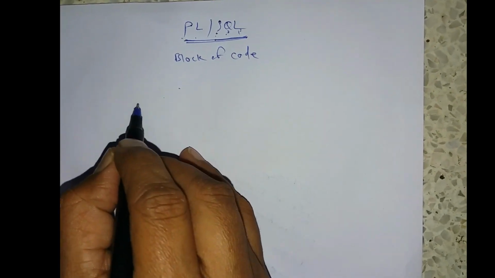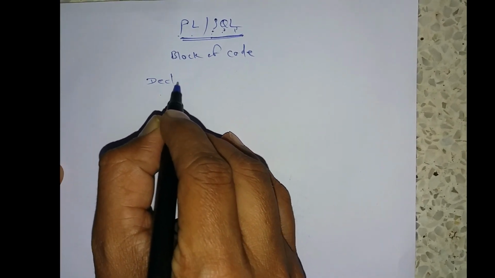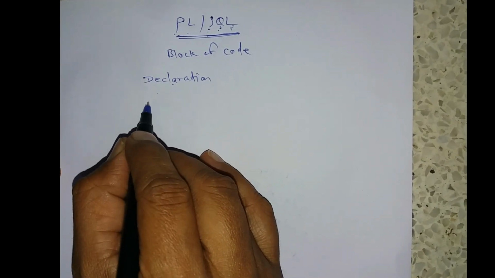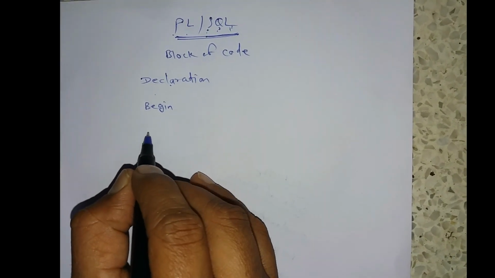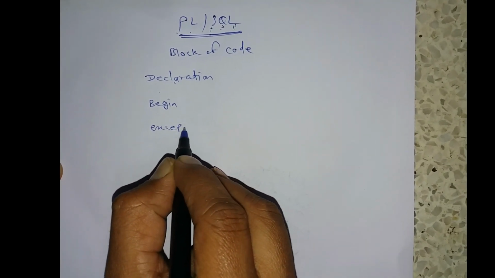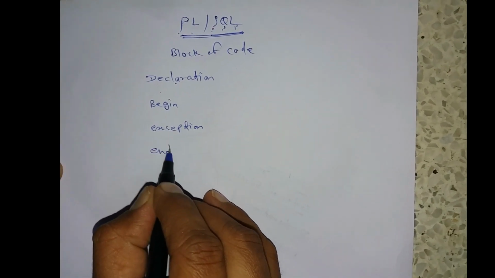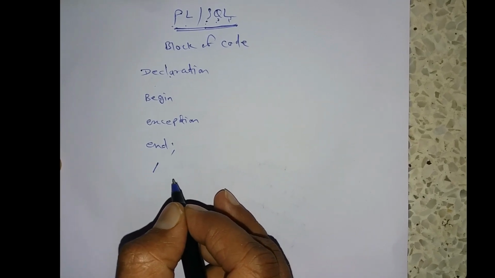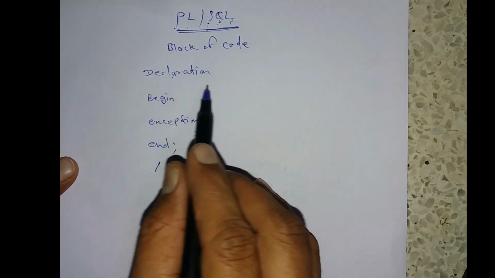Now we are moving towards the block. The first part of the block is the declaration section, and the second part is the begin section. The third part is the exception section, and the fourth part is the end section, and it ends with a front slash. Now we discuss these parts.